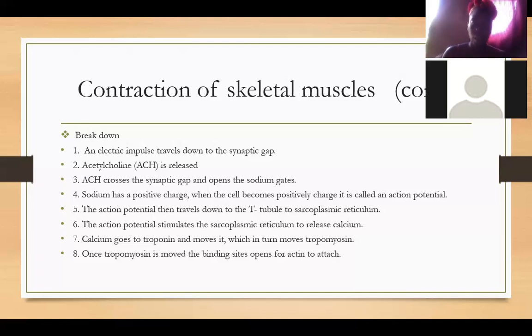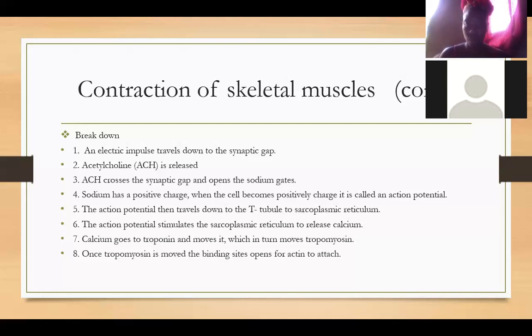Now, as it crosses that gap, it opens the sodium gates. Sodium has a positive charge. So when it comes into the cells, that means the cell becomes positively charged. This positive charge is called an action potential. And this action potential travels down your T tubules to your sarcoplasmic reticulum. So, action potential.